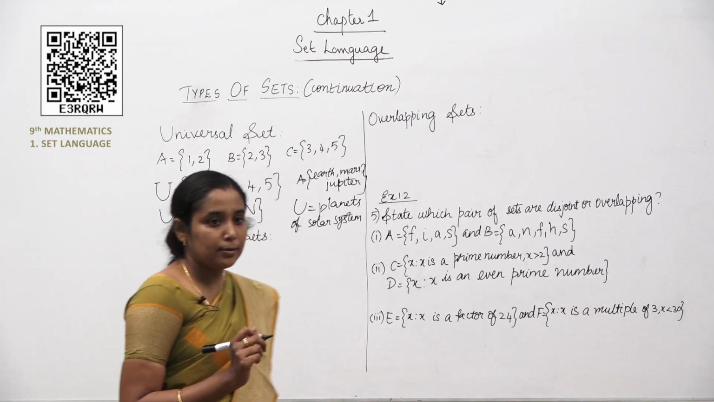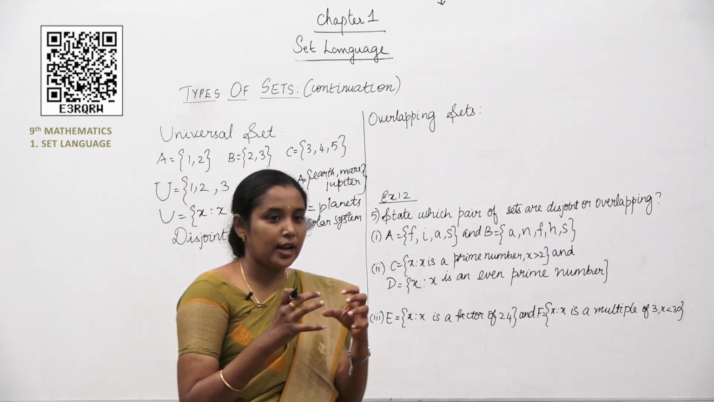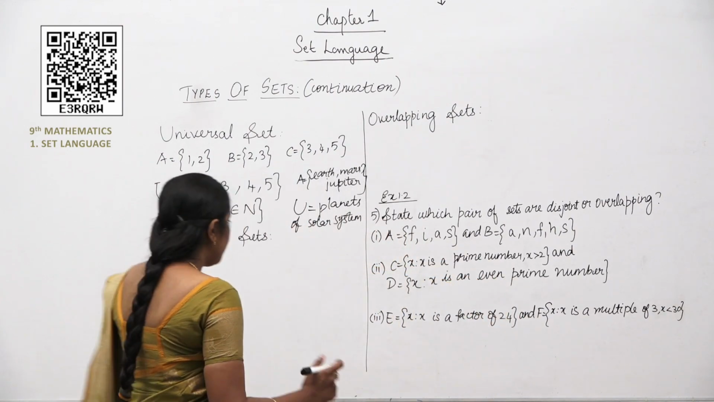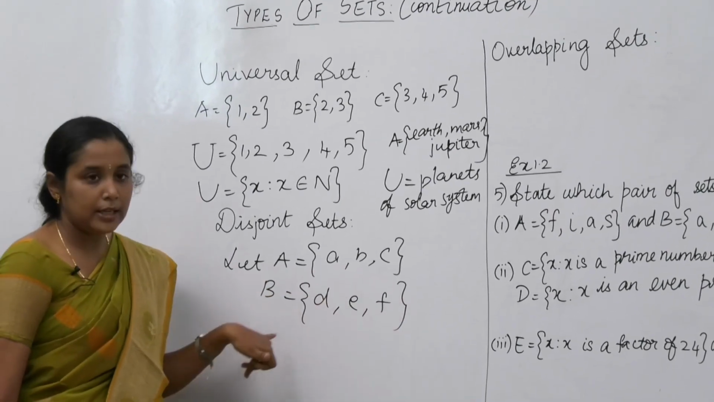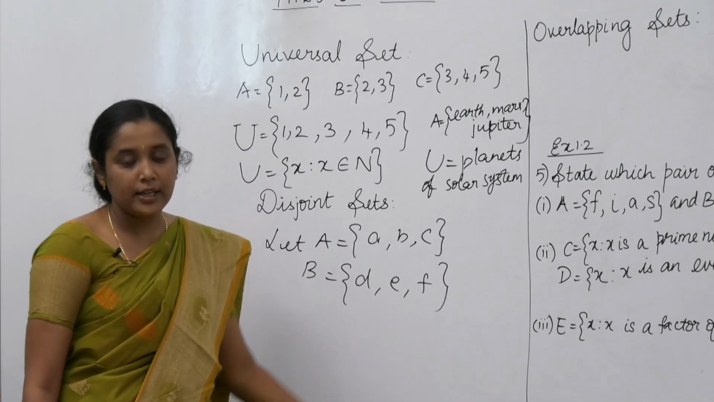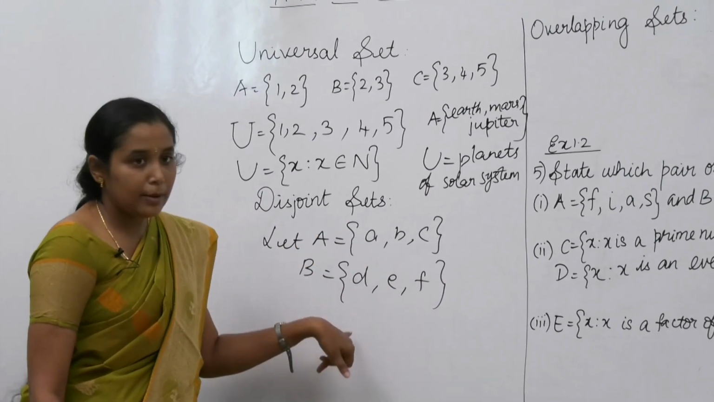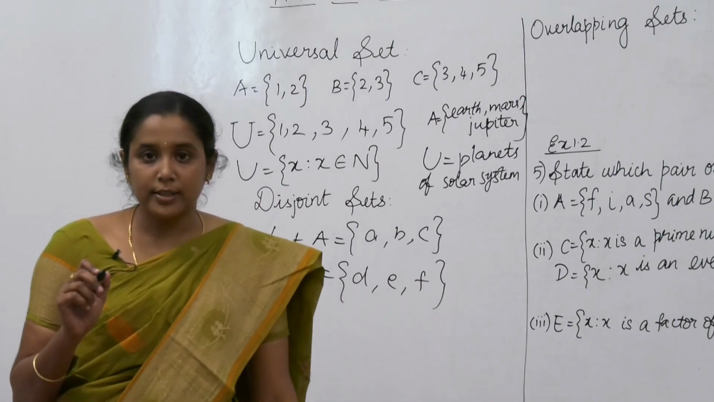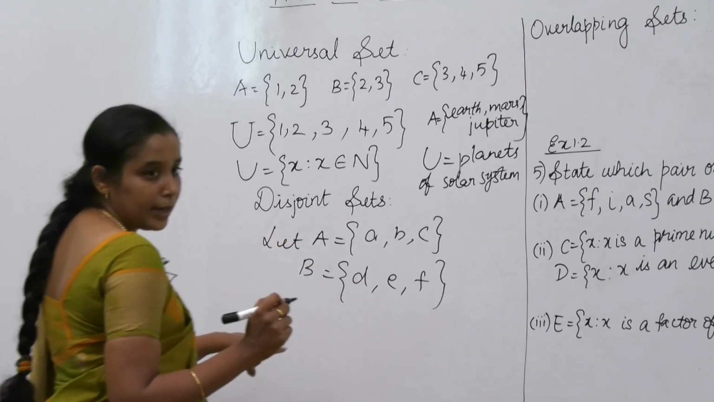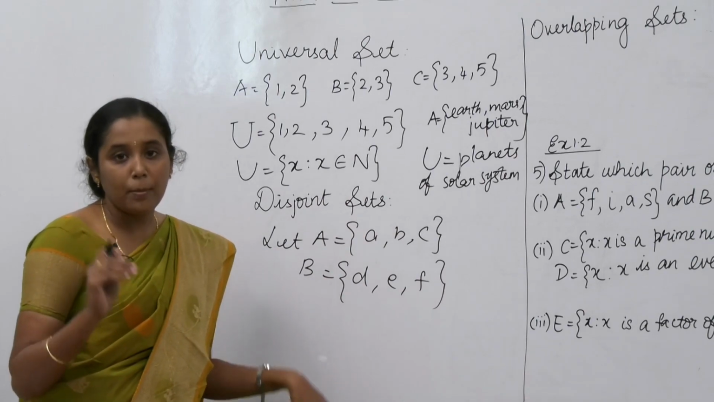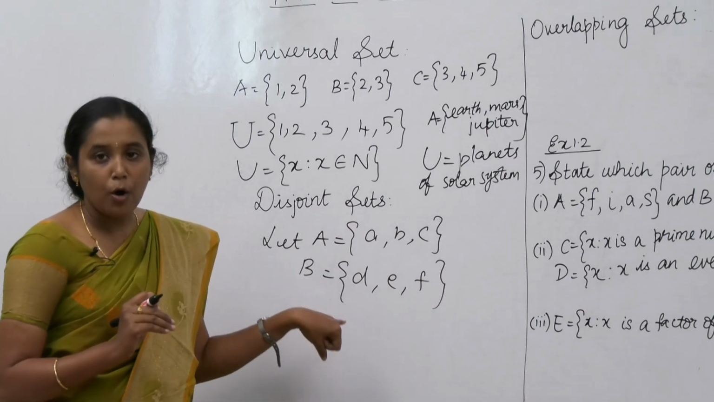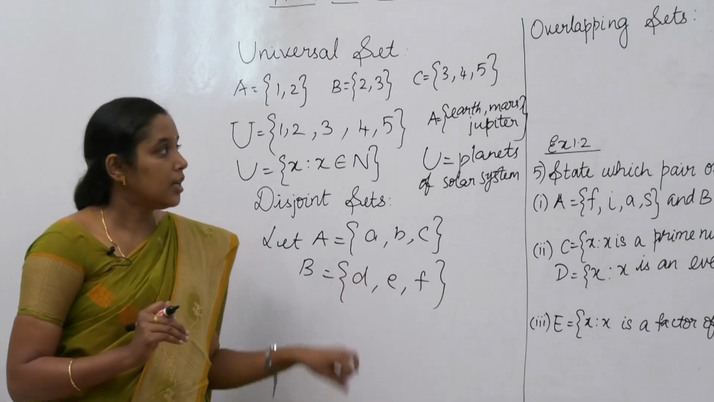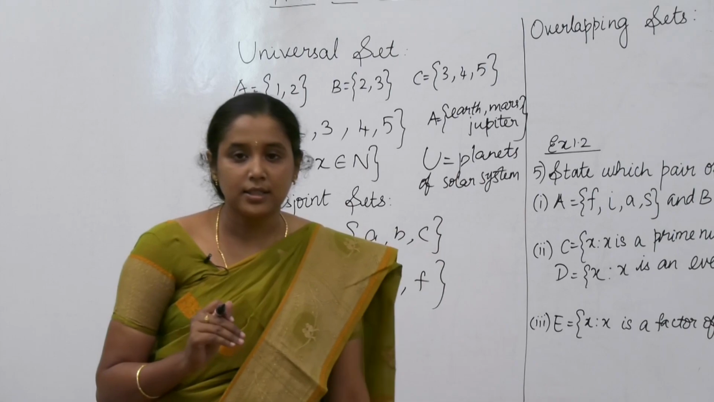Disjoint sets, from the word itself you can understand, both the sets are separated. Set A is equal to a, b, c. Set B is equal to d, e, f. Is any element common in A and B? No. So disjoint sets means if you take two sets A and B, you won't have common elements. That is called disjoint sets.